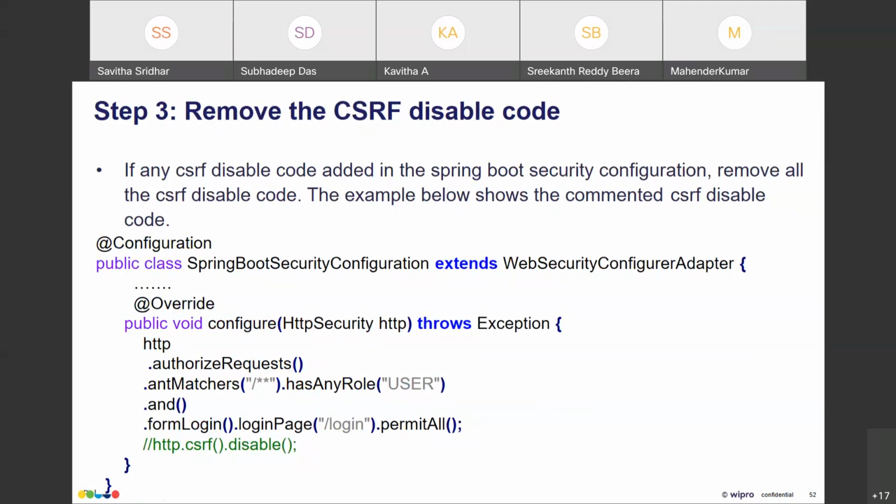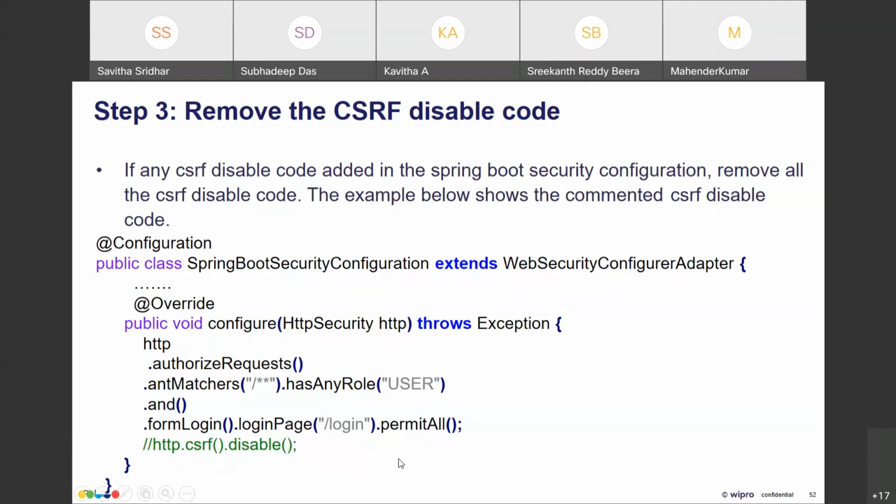There are valid, legitimate reasons why CSRF might have been disabled. But if you want to enable it, look at your code. This is one security configuration class, where I have configured the security for my HTTP. But can you see? I have code where I have disabled CSRF. If you want it enabled, don't disable it. Remove this line so that your CSRF gets enabled. This is how you can play around with it.